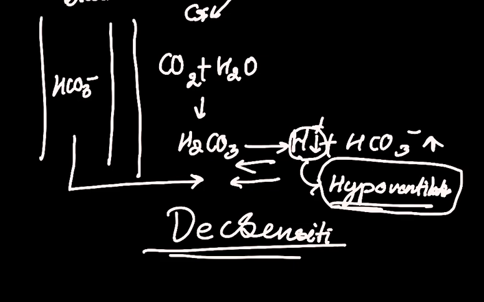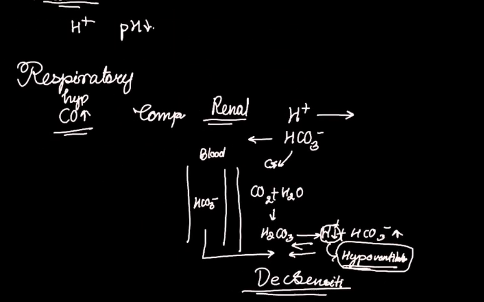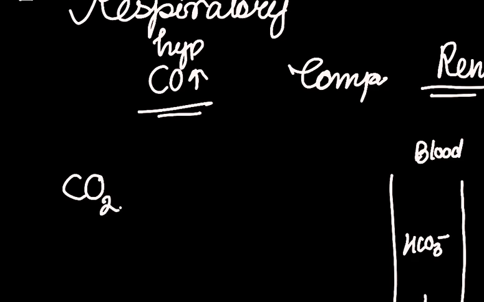So in respiratory acidosis, renal has to do something. Renal has to remove out acids, or they have to simply absorb a lot of HCO3 minus. If it is compensated, you will find HCO3 minus increasing. If it is not compensated, you will find it normal. And in respiratory acidosis, you will find CO2 more and pH less.